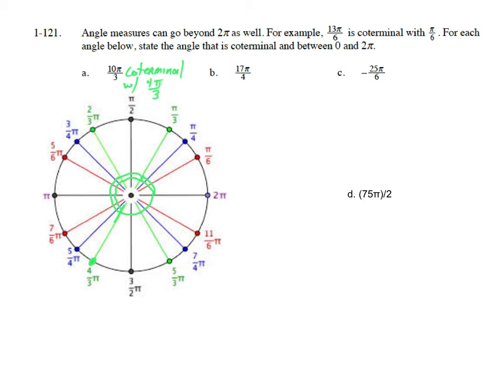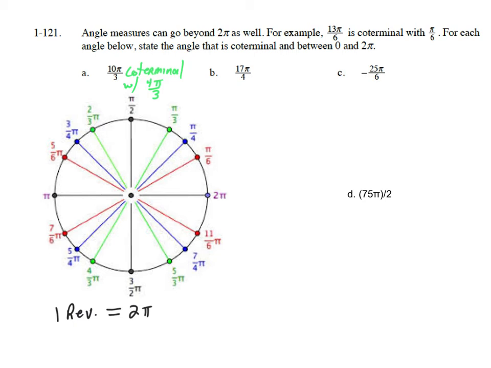But there's a faster and a better way to do this. Because we're talking about more than one revolution in a circle, let's manually remove revolutions from a circle. Now we know that one revolution is equal to 2 pi. So how many 2 pi's can I remove from 10 pi over 3?